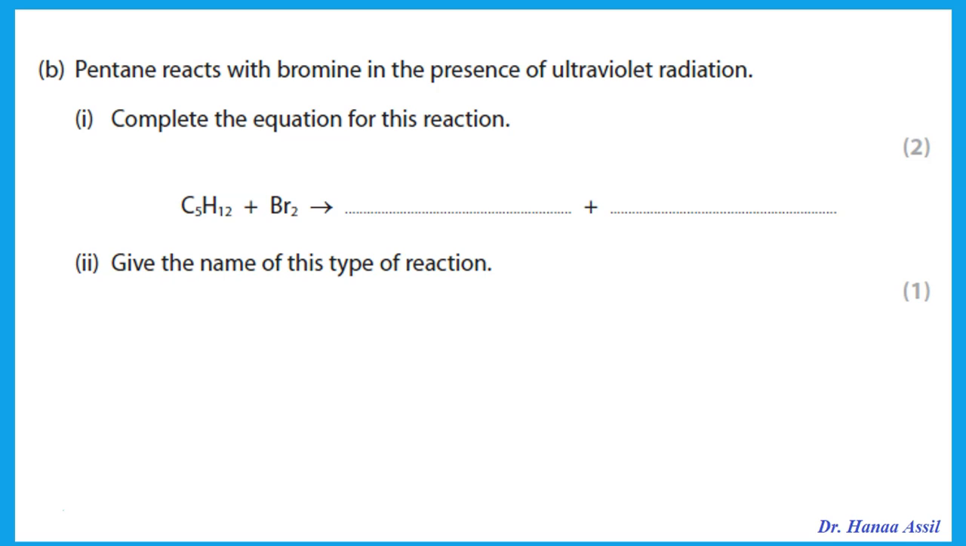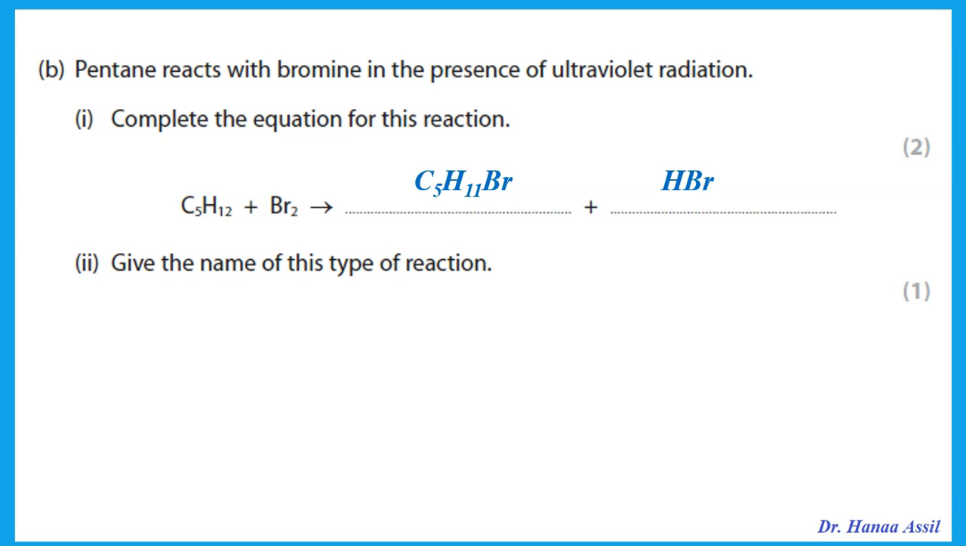Pentane reacts with bromine in presence of UV light. Complete the equation. Of course, this is an alkane with a halogen in presence of UV light. What happens when I react an alkane with a halogen? We remove one of the hydrogens. So instead of having C5H12, I now have C5H11 and replace that with a bromine. So replace one of the hydrogens with one bromine so that my other product is the H I removed and the other bromine, so that is HBr.